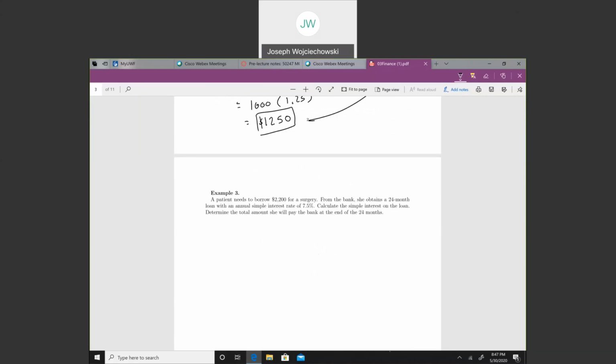A patient needs to borrow $2,200 for a surgery from the bank. She obtains a 24-month loan with an annual simple interest rate of 7.5%. Calculate the simple interest on the loan. Determine the total amount she will pay the bank at the end of the 24 months. So it wants the interest, which is the principal times the rate times time. Now, our rate, again, is annual, and we have 24 months, so that's 2 years. So our time is 2 years.